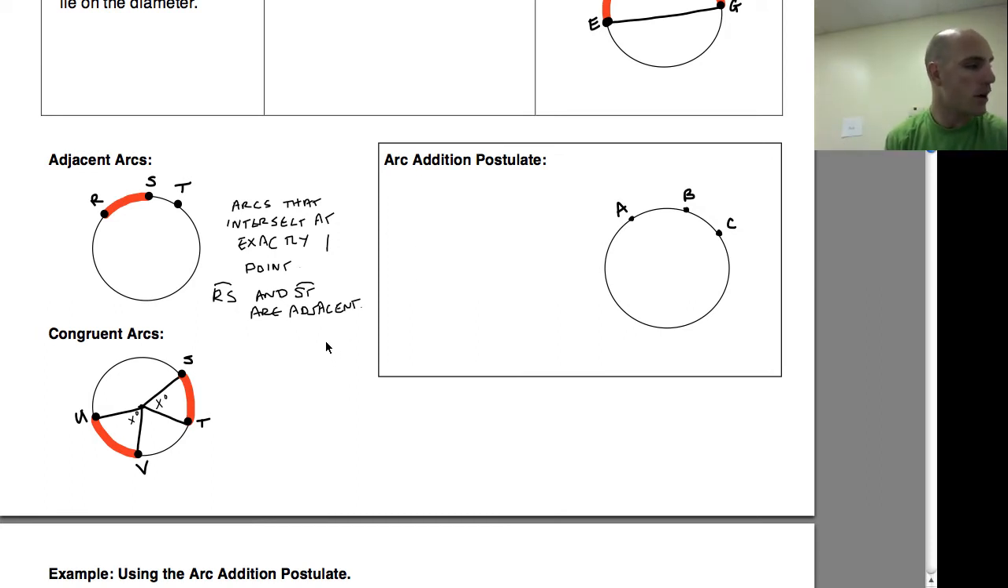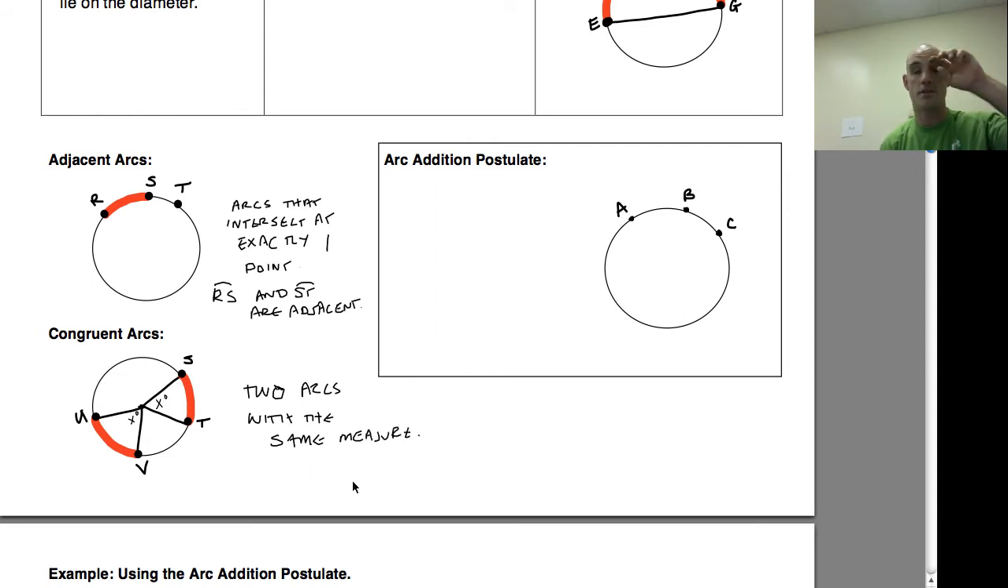Congruent arcs. Congruent arcs are two arcs that have the same measure. Not really a surprise there. So UV and ST are congruent because they have the same measure. They are congruent because they both have the measure of x.